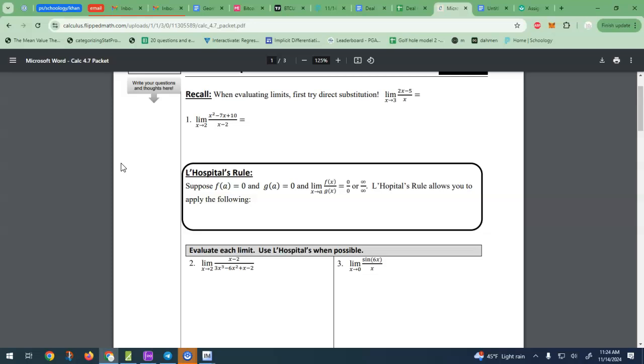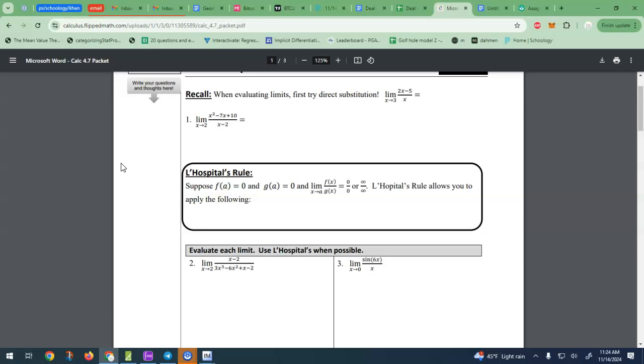But then remember, like number 1, if I plug 2 in here, I'm going to end up with 0 over 0. So what do we do next? Factor. So then I could say this is the limit as x approaches 2 of (x minus 5)(x minus 2) divided by x minus 2, cancel, cancel. 2 minus 5, and my answer would be -3.